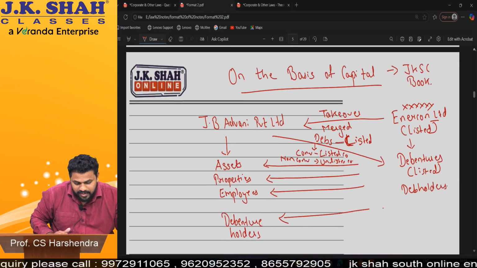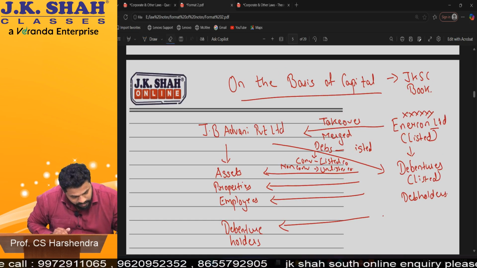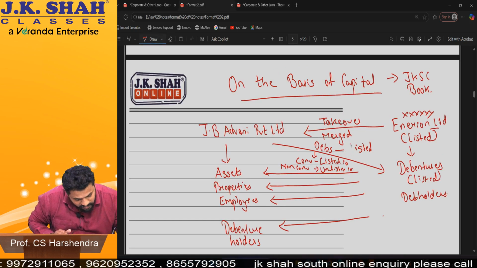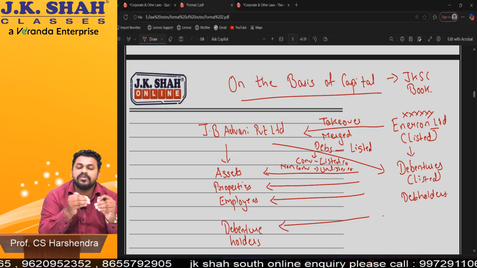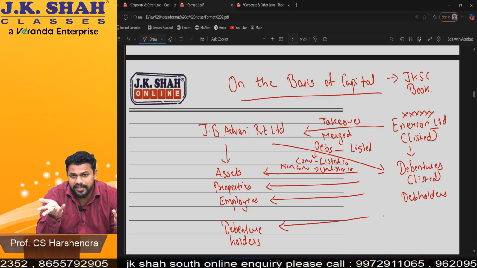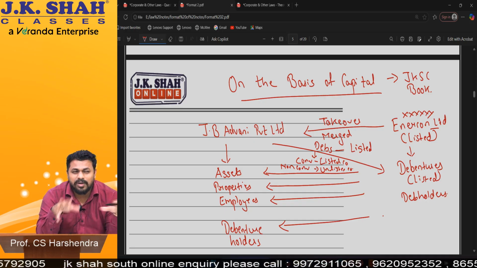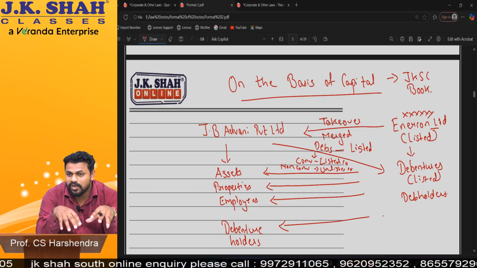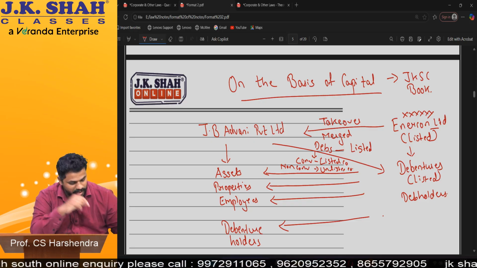So we have completed classification of company on the basis of what beta? On the basis of capital. So all the first 4 bases we have completed. Now we'll be doing other companies. Very simple. Now let's start with other companies, but as I told you, other companies are not miscellaneous. From here questions do come. So which all companies come in other companies? First we'll understand that. Okay, let's see.